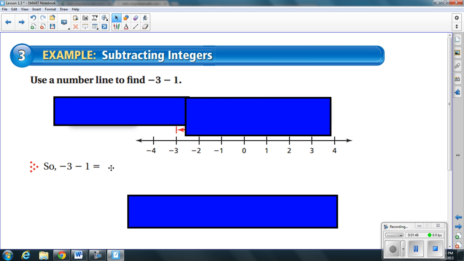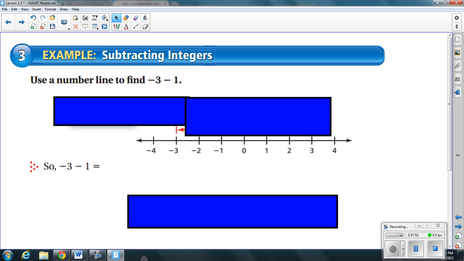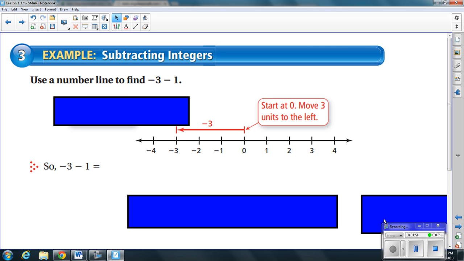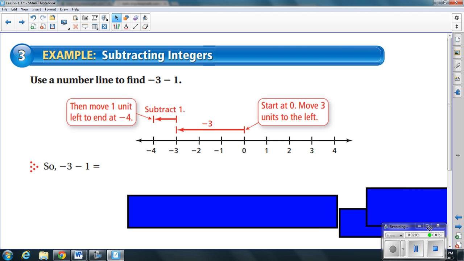Let's use a number line and let's take a look at negative 3 minus 1. So what we want to do is start at 0 and go left 3 units because we're negative. The negative's to the left. And minus 1 is telling us to continue to go left 1 unit. So we end up at negative 4.